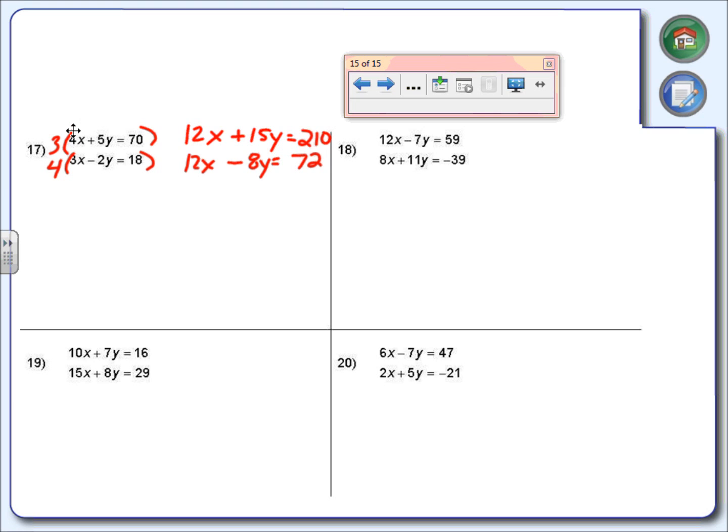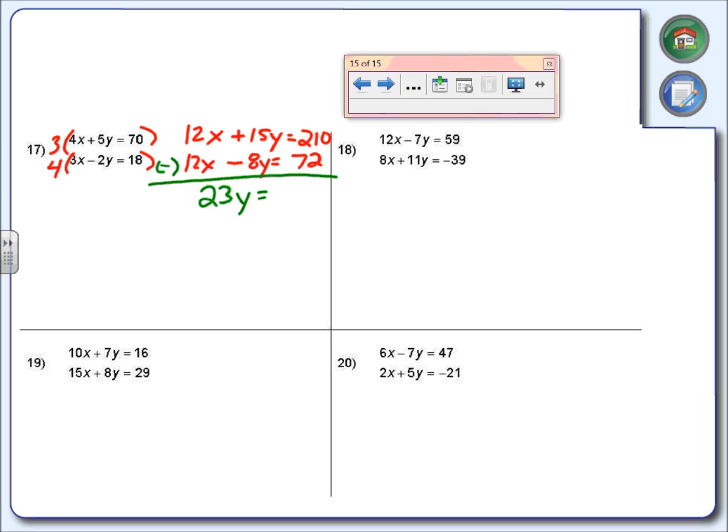Now I've got to decide what's going to eliminate those x's, adding the two or subtracting. What would get rid of the x? Adding or subtracting? Subtraction. It has to be subtraction. 12x plus 12x would give me a 24x. That's not what I want. I don't want any x's. So we're going to subtract everything. 12x minus 12x, of course, is 0. 15y minus a negative 8y. Be real careful. Put that in your calculator. What's 15y minus a negative 8y? 23y.